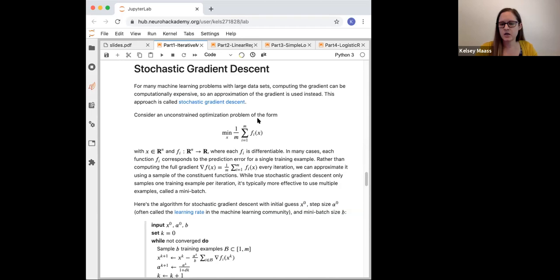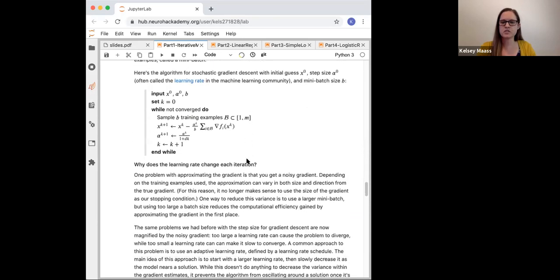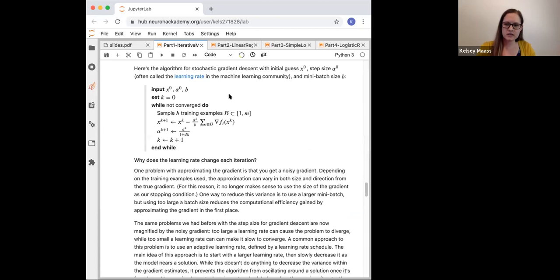So in this case, we're looking at an objective function that's the sum of losses for individual observations in the training data. So rather than computing the full gradient, which would be the sum of the gradients of each of these individual terms, we can just sample a subset of our training data and then approximate the gradient using that sample. So this is what the algorithm for stochastic gradient descent looks like, with an initial guess, initial step size, and B.